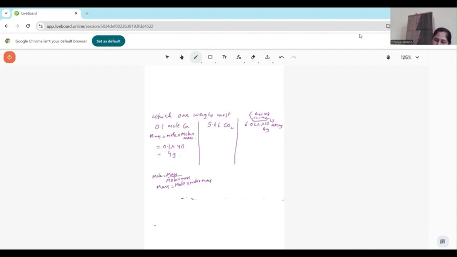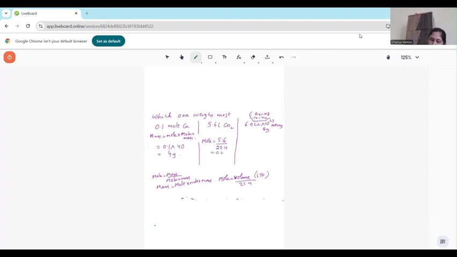Now, 5.6 liters of carbon dioxide. So which formula should I use? Mole equals volume over 22.4, the volume at STP. Volume is given to you. So mole equals 5.6 over 22.4, which is equal to 0.25.